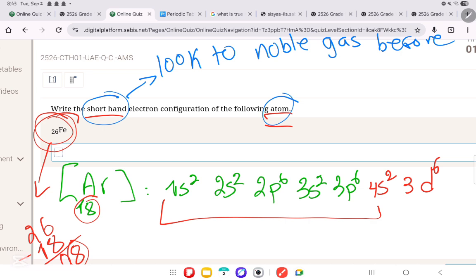We have 2 plus 2 plus 6 plus 2 plus 6 plus 2 plus 6. We have in total how much? In total, we have 26.